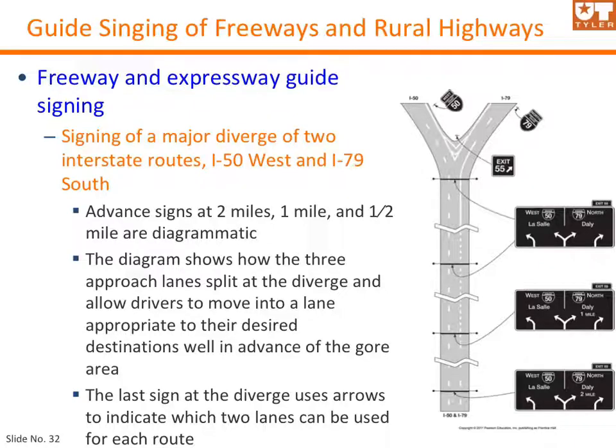The last sign at the diverge uses arrows to indicate which 2 lanes are going to be used for what, because at the end of that location here, there will be 2 lanes going in one direction and 1 lane or so going in the other direction. So we've got to tell them this, and as you can see here at the gore area also, we're going to show that this is exit 55, and once you pass through the fork, you need to tell the driver, assuring them that they are still on I-50 in this case, or in this case assuring them that they are now on I-79.